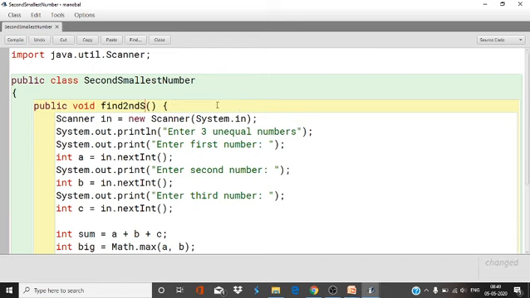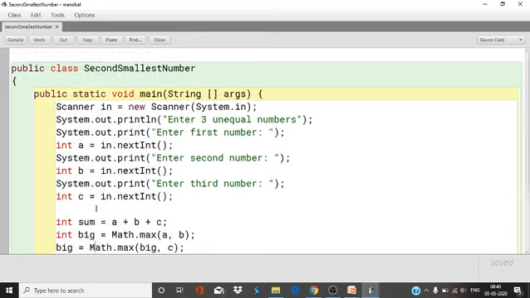First I have taken the Scanner class, public static void main(String args). Enter three unequal numbers: first number, second number, third number, a, b, c.